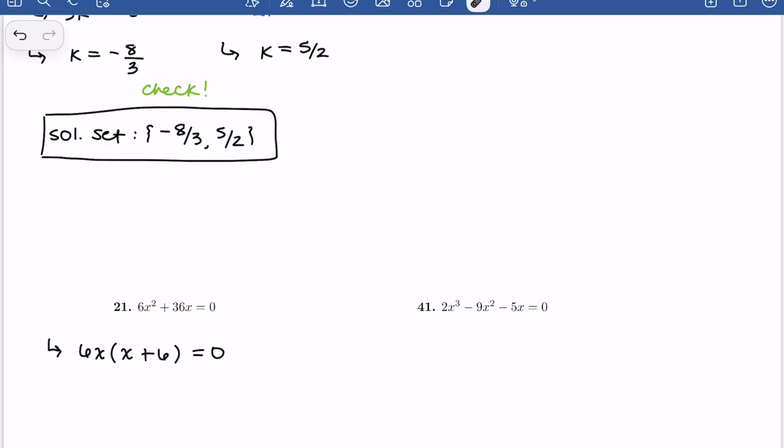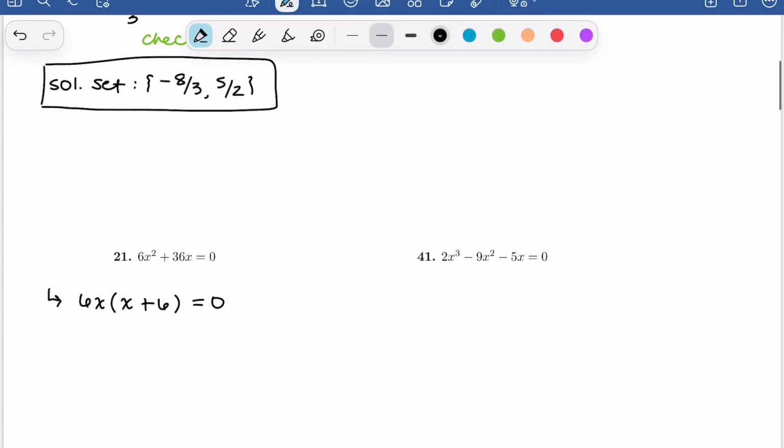Now we always want to double check and make sure that our factored form does end up being our original equation here. So what I mean is we want to make sure that if we distribute the 6x to both terms in our parentheses, we end up with the original equation that we started with. And distributing this, we'll see that that is the case. So this tells us that this is the factored form of my quadratic equation here.